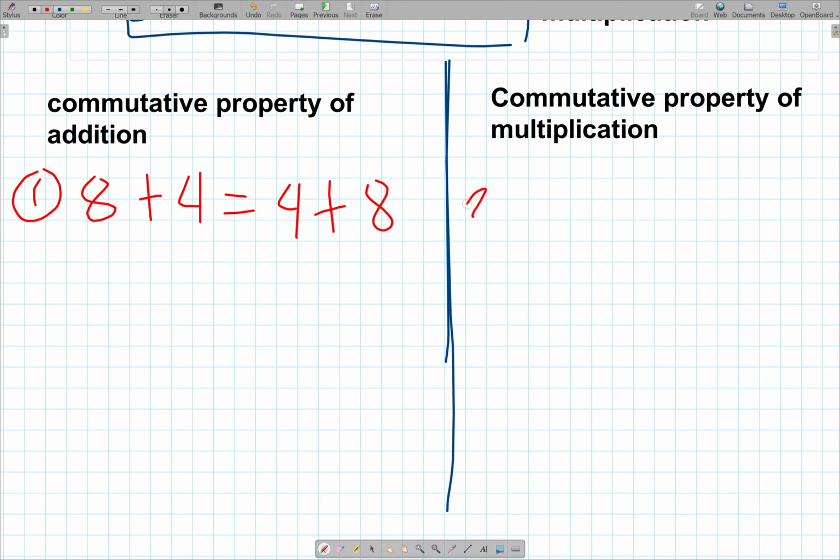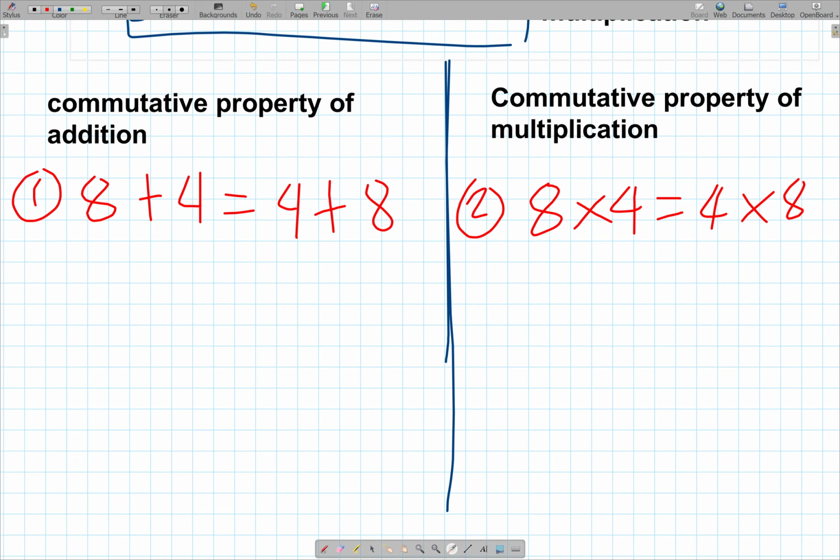Okay, next. Dito na naman sa commutative property of multiplication. Let's say, 8 times 4 equals 4 times 8. Diba? Okay, so, may 8 tayo, then 8 na naman, then 4, and 4 na naman, tapos times and times. Ang ibig sabihin yan, commutative property of multiplication.